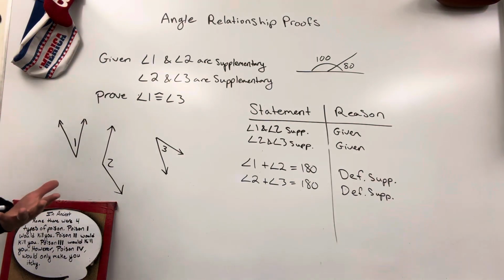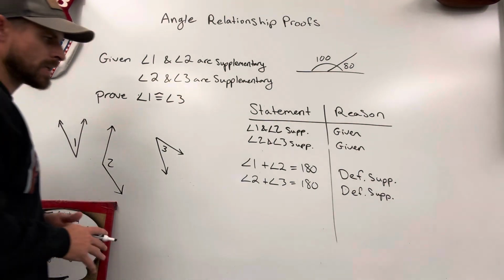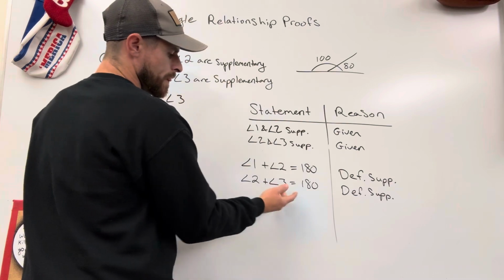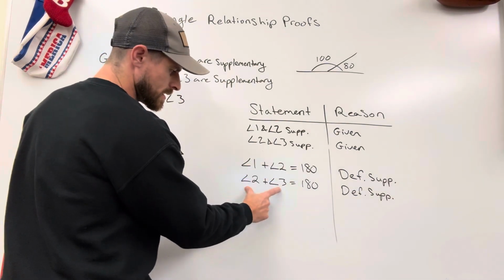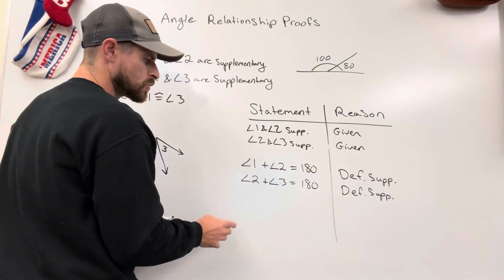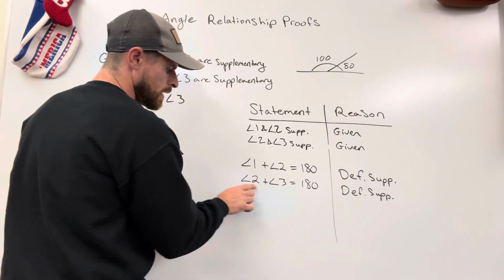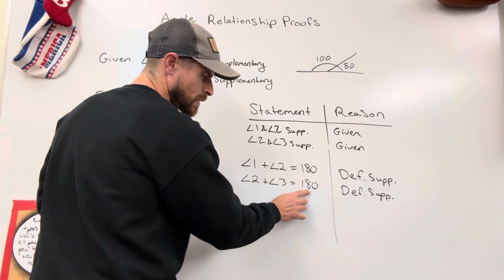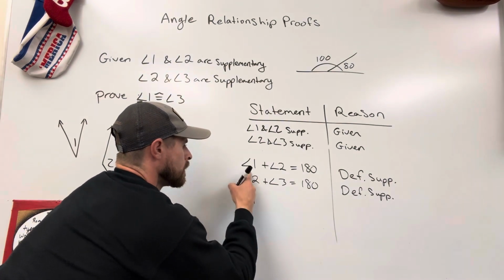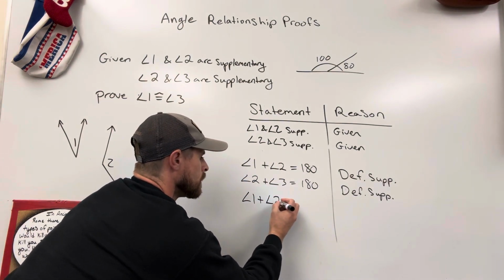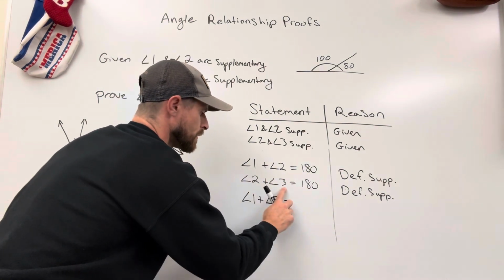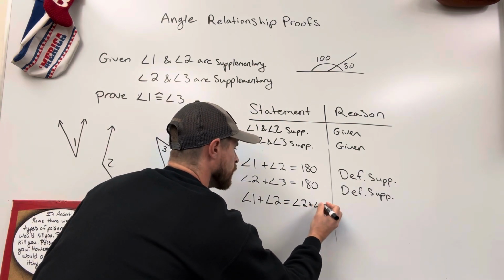Okay, so now we're going to use substitution to replace. If this is equal to 180 and this is equal to 180, they're the same thing, meaning this is equal to this. Why? They both equal the same value, so this has to be the same as that. So we're going to substitute this information here, angle 2 plus angle 3, which is the same thing as 180. We're going to replace that 180 with this information. So I'm going to say angle 1 plus angle 2 is equal to, but instead of saying 180, because this is also equal to 180, I can just write this information down. Angle 2 plus angle 3.